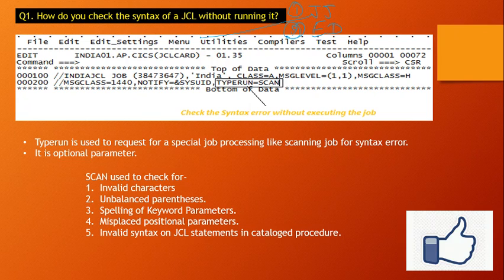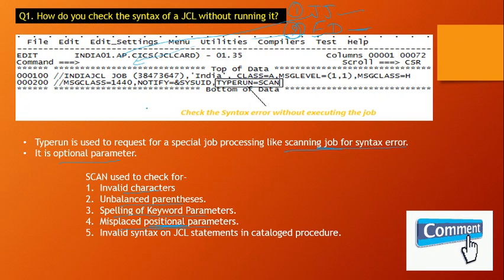If you run the JJ or ED command here, you can know the syntax of the JCL. On some systems JJ will work and on some systems ED will work. So TYPRUN=SCAN is used to request a special job processing, like scanning the job for syntax errors. It is an optional parameter. Scan is used to check for invalid characters, unbalanced parentheses, spelling of a keyword parameter, misplaced positional parameter.